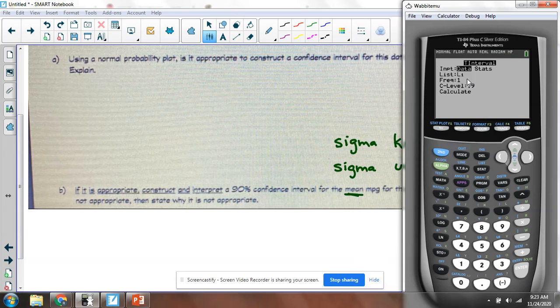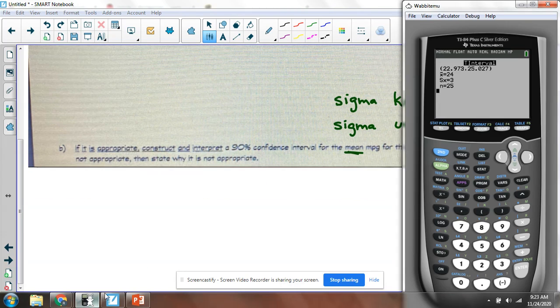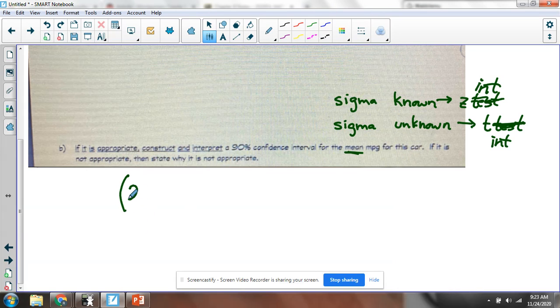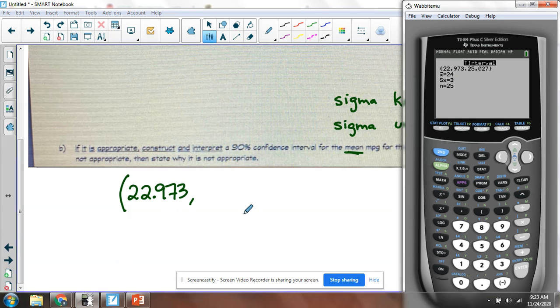I'm going to use the data from my list. Everything in L1, their frequency is 1, 90% confidence. So my confidence interval is 22.973 up to 25.027.